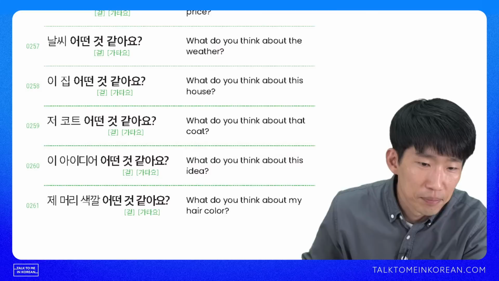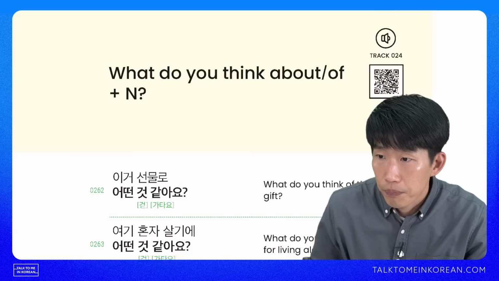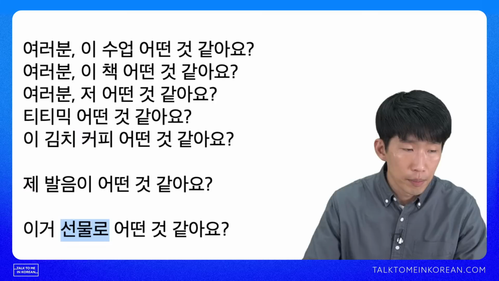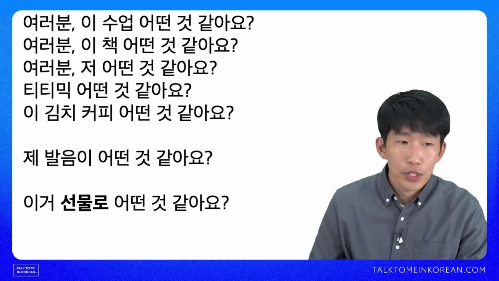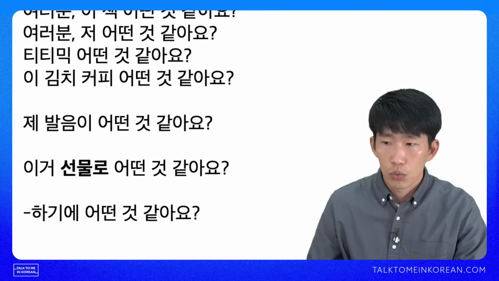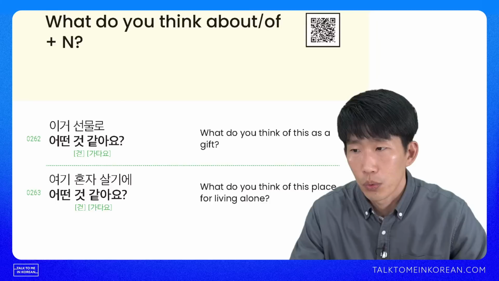Yeah, and you guys already wrote some more complex sentences, so you can say 이거 선물로 어떤 것 같아요? So here, you can add other elements like that. What do you think about this as a present? Or you can say so-and-so 하기에 어떤 것 같아요? So, for doing something. The last sentence was 여기, this place, 혼자, alone, 살기에, for living alone. What do you think of this place for living alone? 혼자 살기에 어떤 것 같아요?